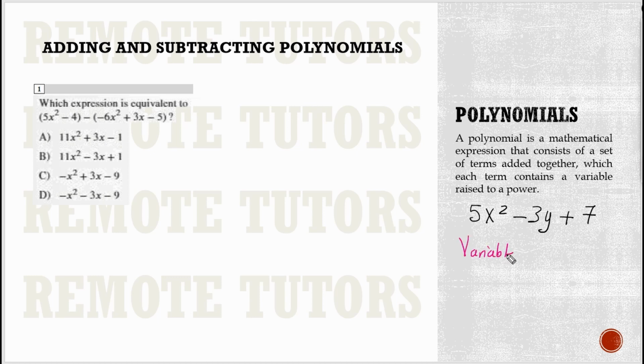Here, the variables are x and y. The constant is 7, and the coefficients are 5 and negative 3. 5 is the coefficient of x squared and negative 3 is the coefficient of y. You will find some problems about addition and subtraction, just like number 1. This is all about combining like terms.